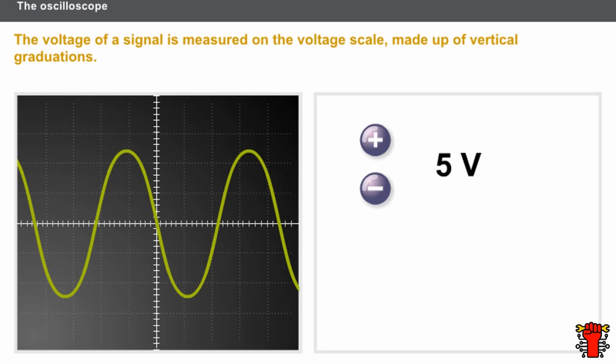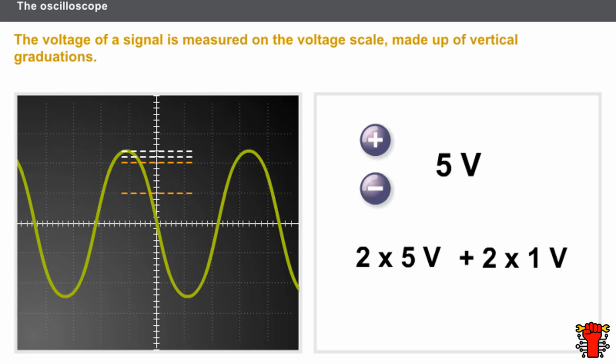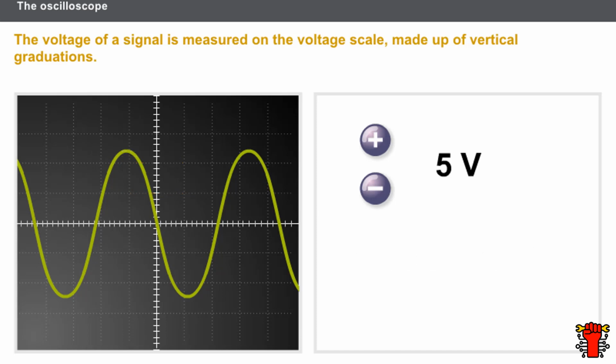The voltage of a signal is measured on the voltage scale, made up of vertical graduations. The voltage of this signal is 2 divisions plus 2 graduations. The resolution is 5 volts to a division and 1 volt to a graduation. The voltage is therefore 2 times 5 volts plus 2 times 1 volt, which makes 12 volts. You can click on the buttons to change the resolution.